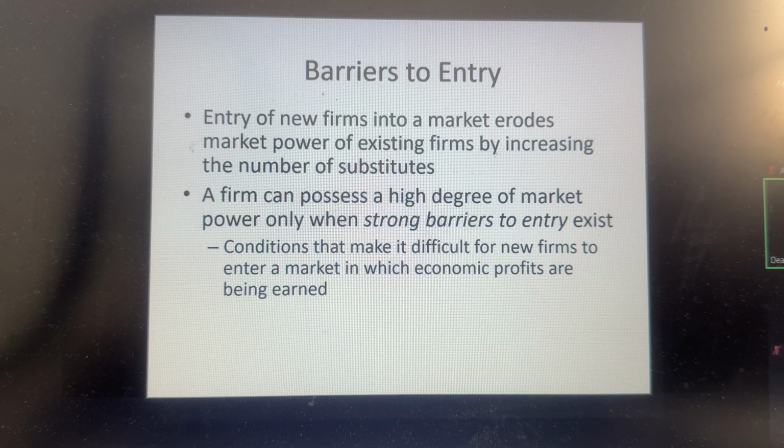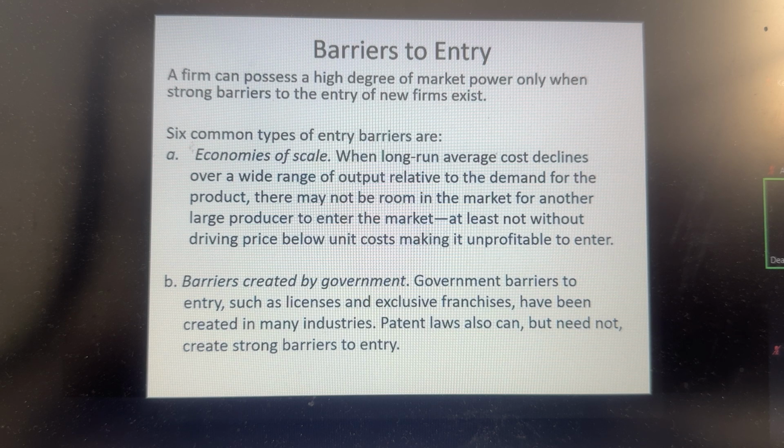Now, I also said there are some barriers to entry. Existing firms can make some barriers. These are a few common types of barriers. I put 6 common types. Economies of scale: when long-run average cost declines over a wide range of output, relative to the demand for the product, there may be no room in the market for another large producer to enter, at least not without driving price below unit cost, making it unprofitable to enter. Because one large firm is there, its capacity is enough to cover the entire market, and its cost is also very low.